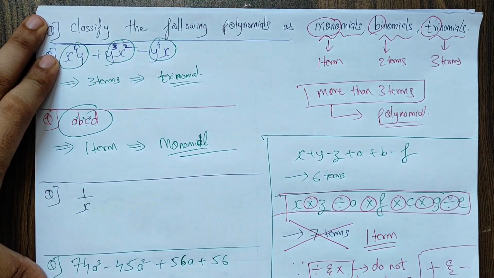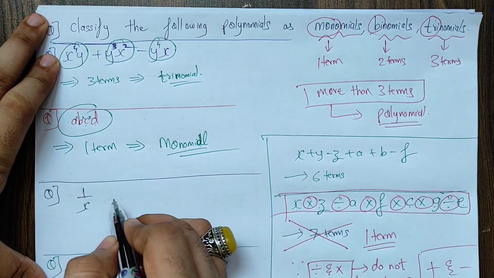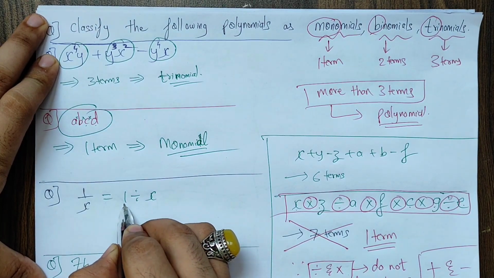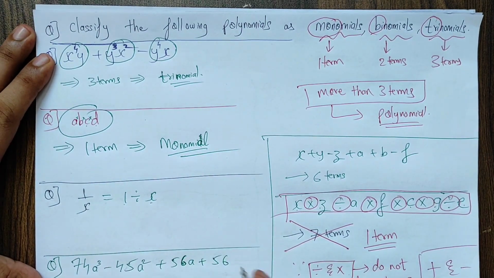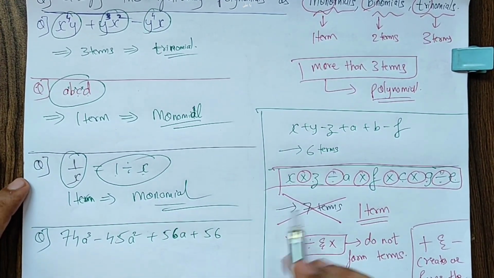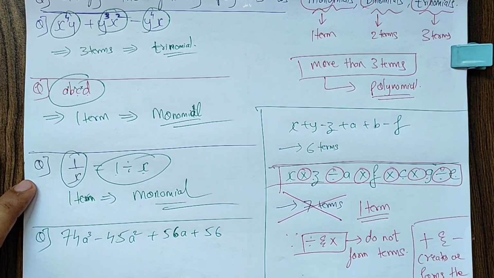Okay, next one, please. I have 1 upon x. 1 upon x can also be written as 1 divided by x. So will we say that 1 is 1 term and x is another term? Of course not. So this complete thing is called 1 term, that is monomial. Because we have only 1 term, so it's monomial.